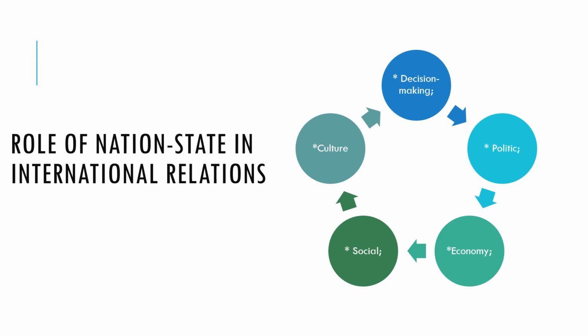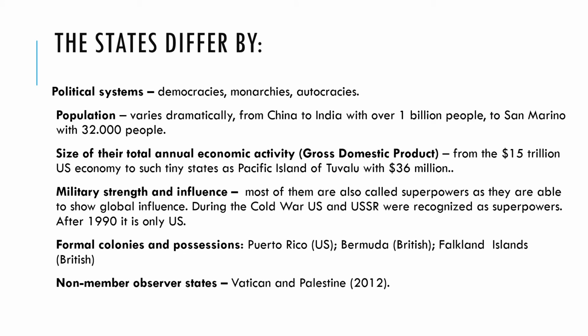If we're talking about the role of nation states in international relations, first and foremost, they have the capacity of decision making, they have a political, economic, and social impact, and most of them have their own culture. So we can differentiate the states according to different characteristics, right? If we're talking about political system, we might have democracies, monarchies, autocracies.